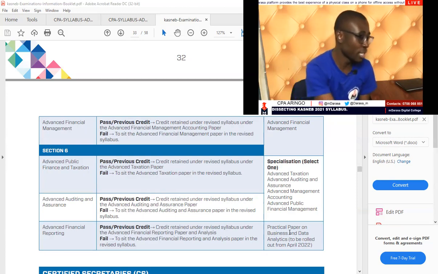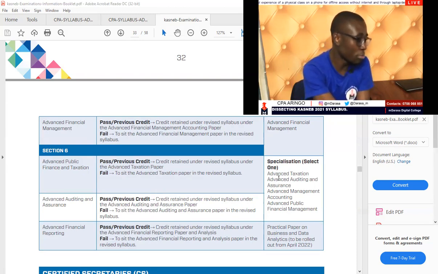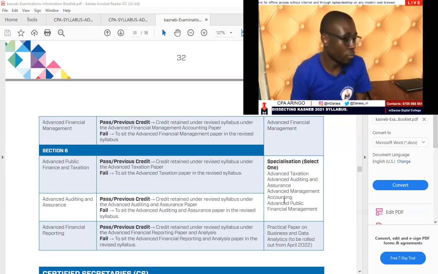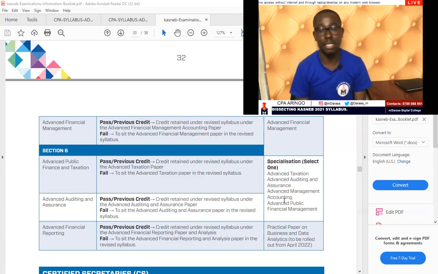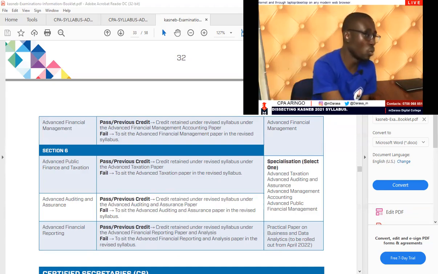Now, the area of specialization, that is, of course, after 2022. From January 2022, you're going to specialize in either tax, advanced auditing, advanced management accounting, advanced public financial management, and talk about what? Advanced auditing and assurance. This is an area that you will specialize on. So basically, that was the breakdown on what you are expected to know and understand. And I believe this video has really assisted you in understanding how this syllabus will affect you.